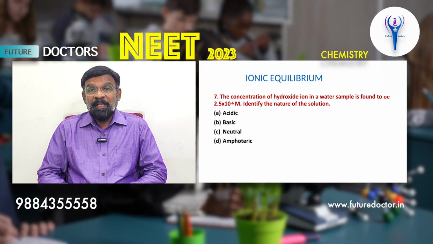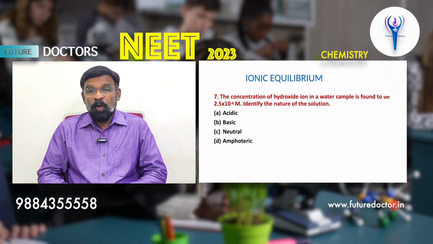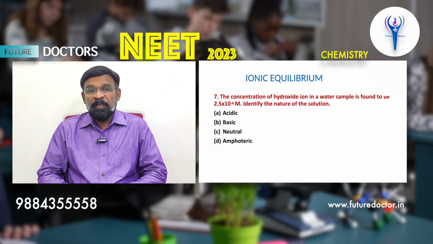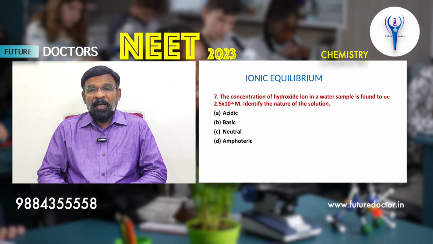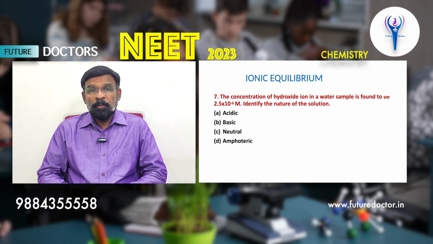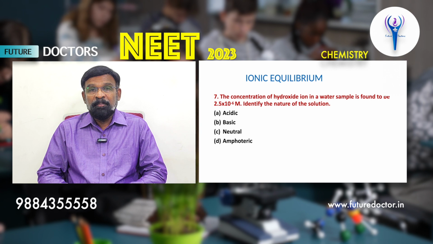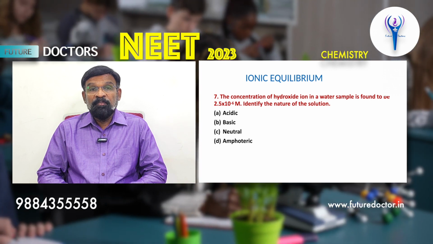Ionic equilibrium, the last question. The concentration of hydroxide ion in a water sample is found to be 2 into 10 to the power of minus 6 M. Identify the nature of the solution. Option A, acidic; option B, basic; option C, neutral; option D, amphoteric.